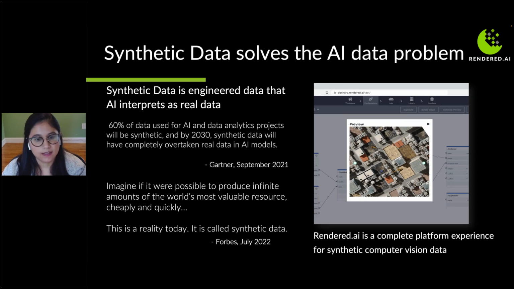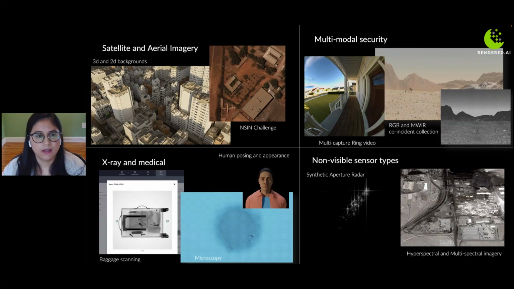Gartner said in September 2021 that 60% of data used for AI and data analytics projects will be synthetic. And by 2030, synthetic data will have completely overtaken real data in AI models. And Forbes said in July 2022, imagine if it were possible to produce infinite amounts of the world's most valuable resource cheaply and quickly. This is a reality today. It's called synthetic data. So synthetic data fills the gaps that real data cannot.